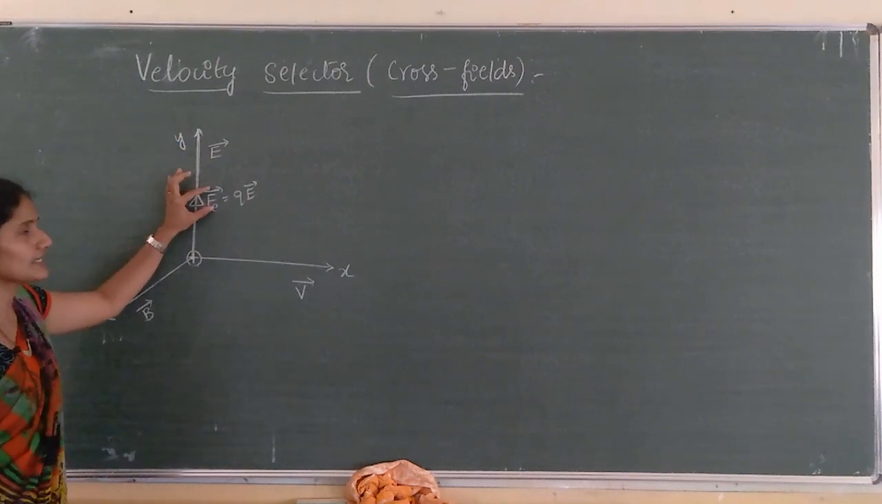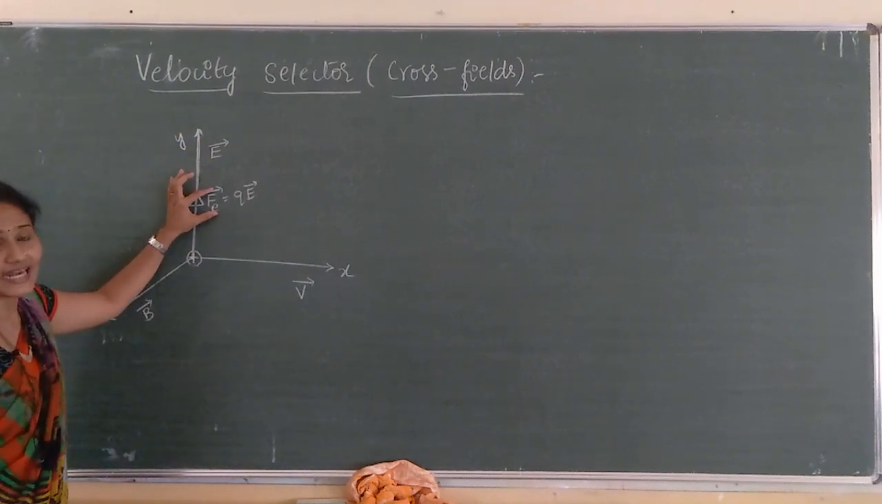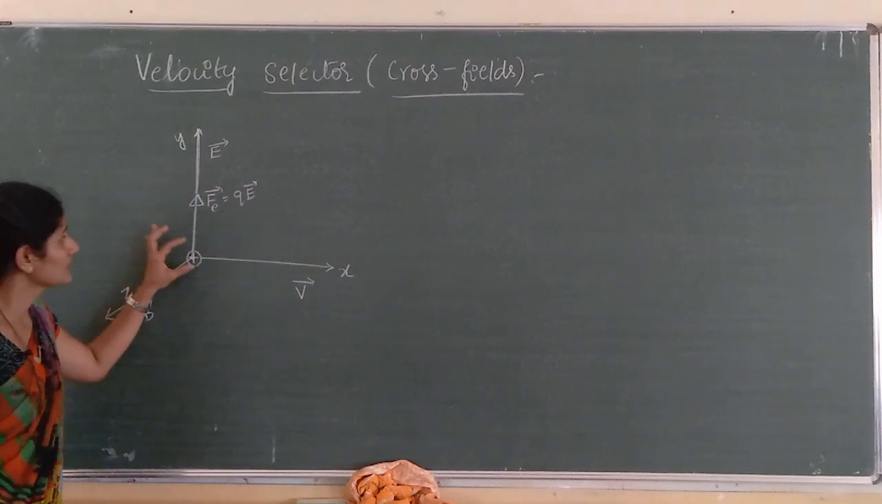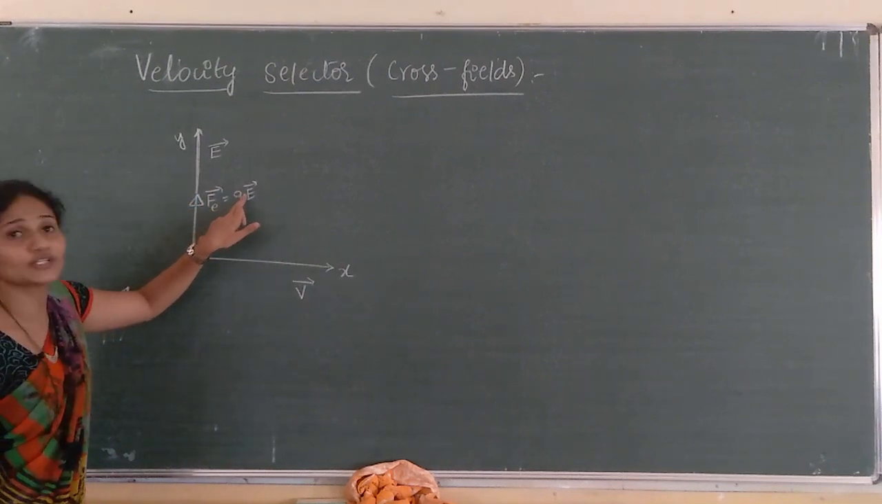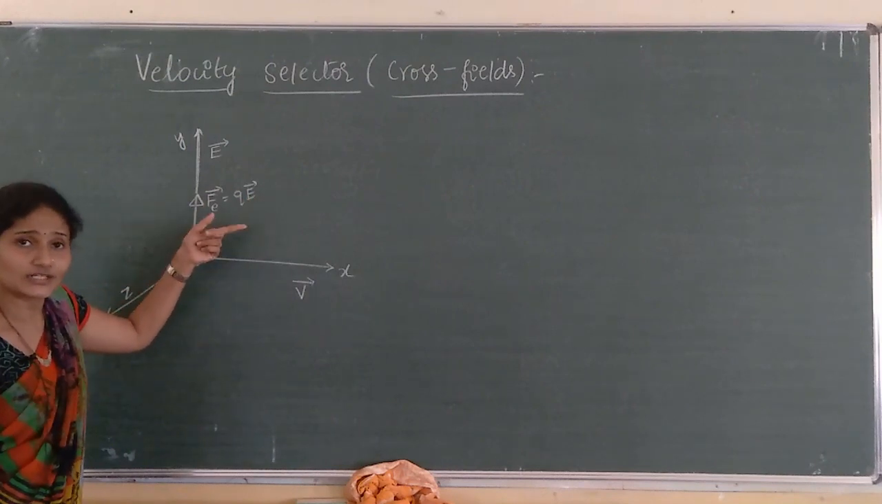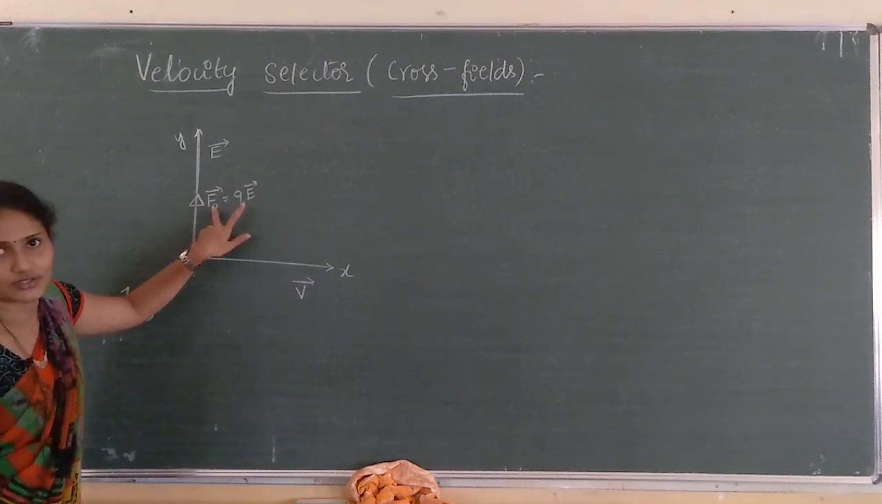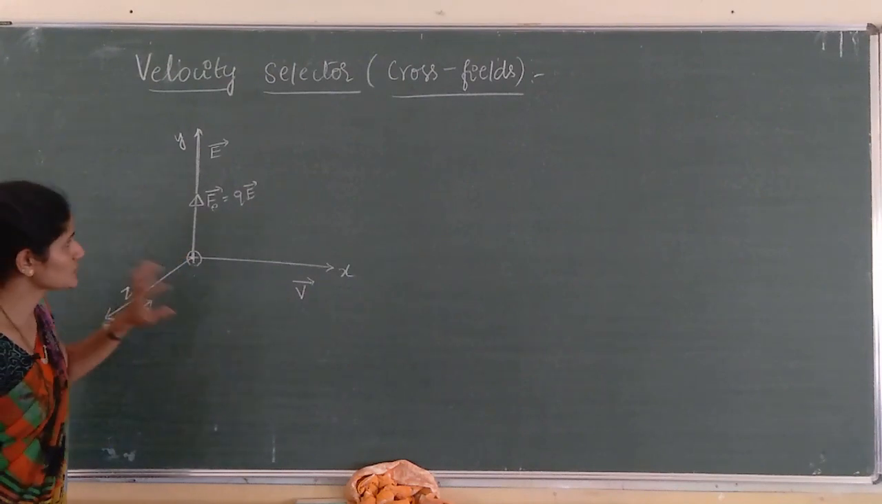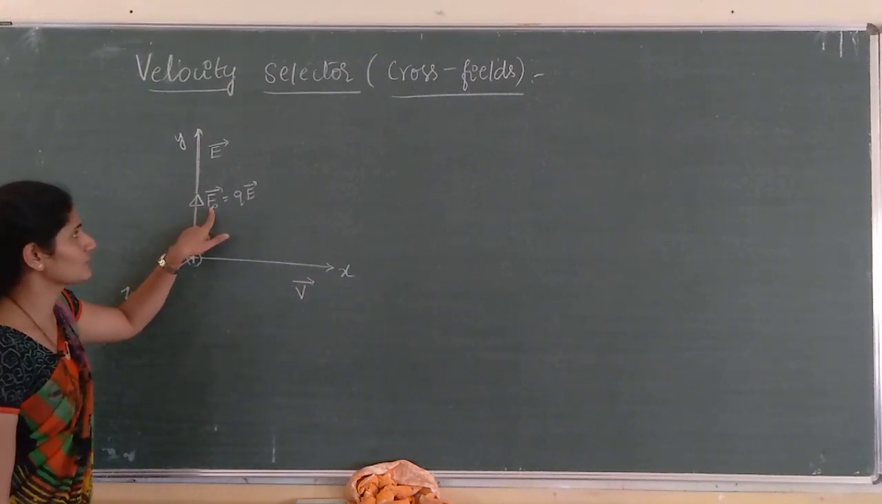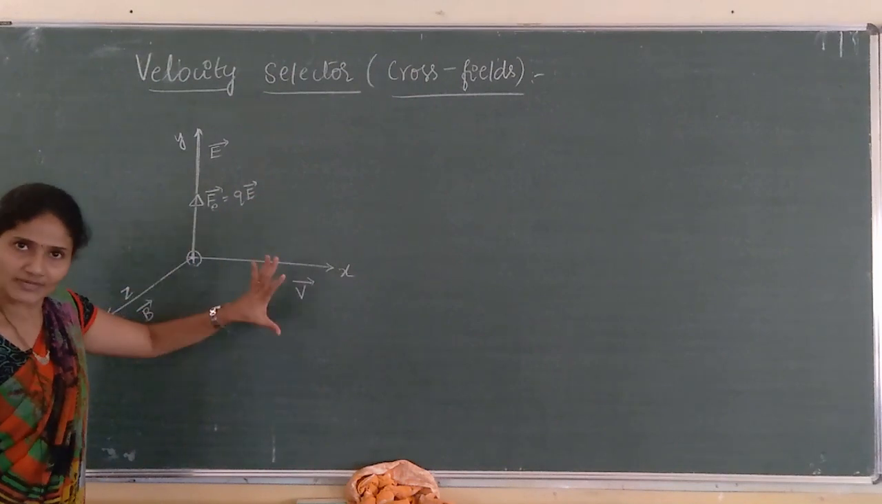Electric field and the force will act in the same direction if the charge is positive, because F is equal to plus QE. If the charge is negative, then they are in opposite directions. Here we are considering a positively charged particle, so the force due to the electric field and E are in the same direction.